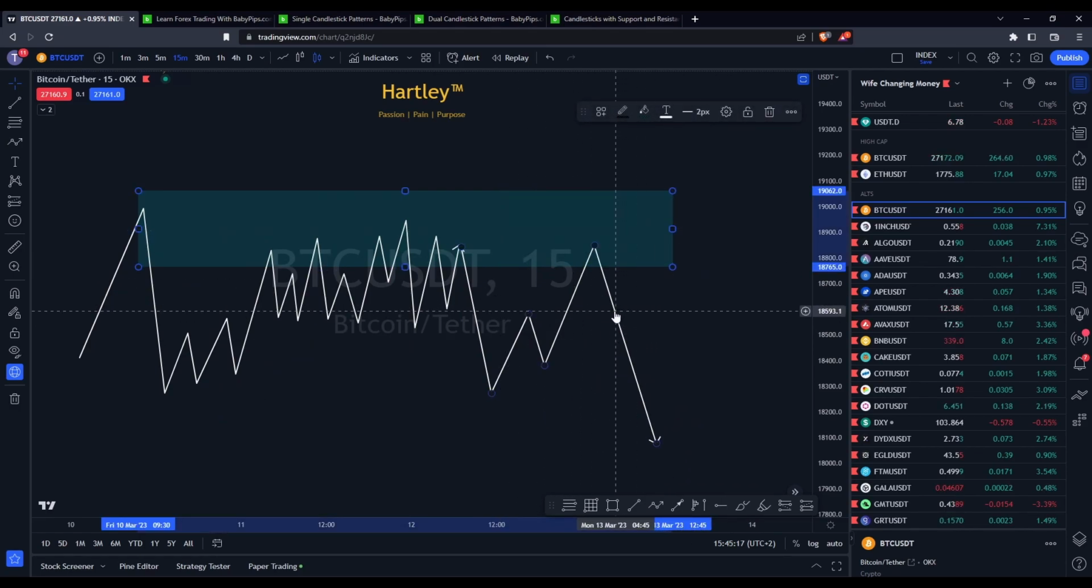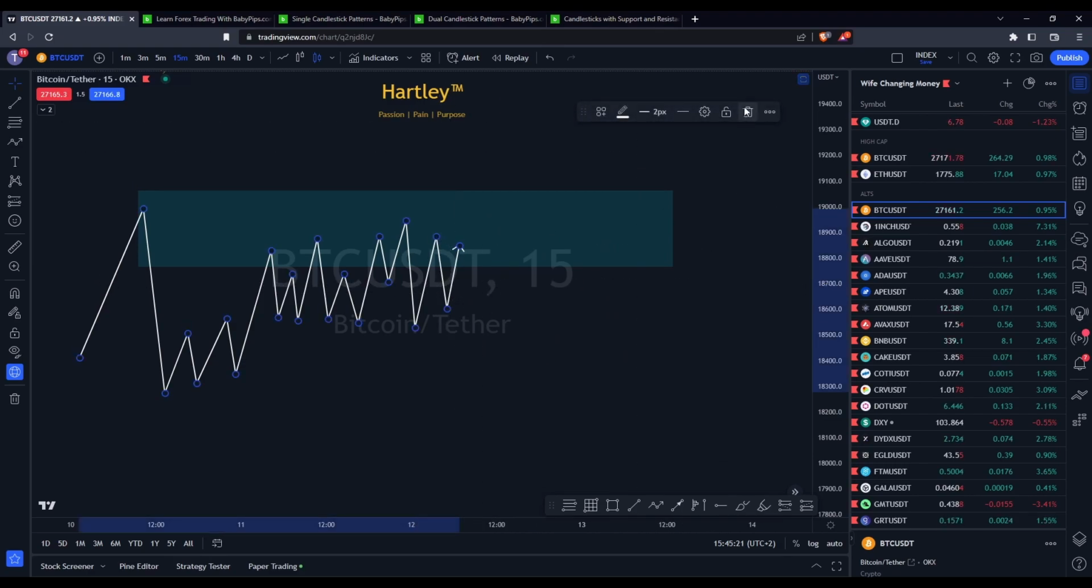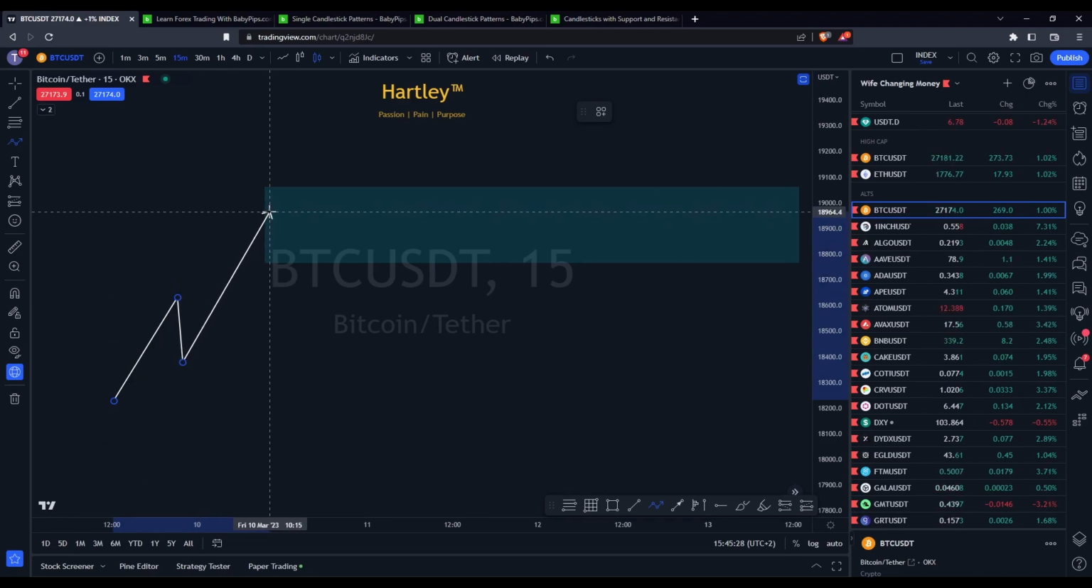If you've made two, I'll even delete this. This looks a bit messy. I'll show you again. I'll explain it again. If you have an area in which you have a supply or demand zone, right? In this example, it's a supply zone. Price rejects off the supply zone, right?